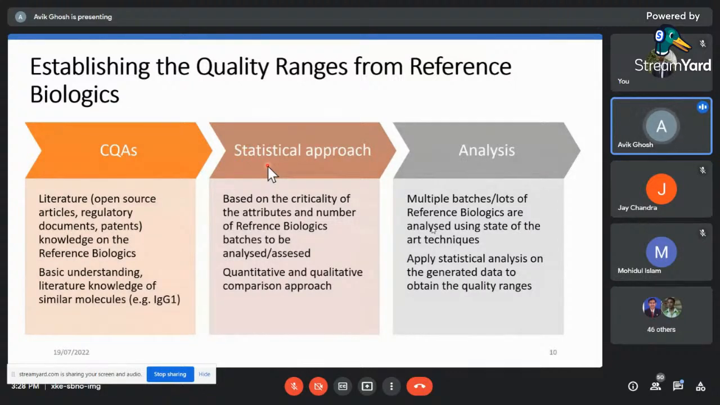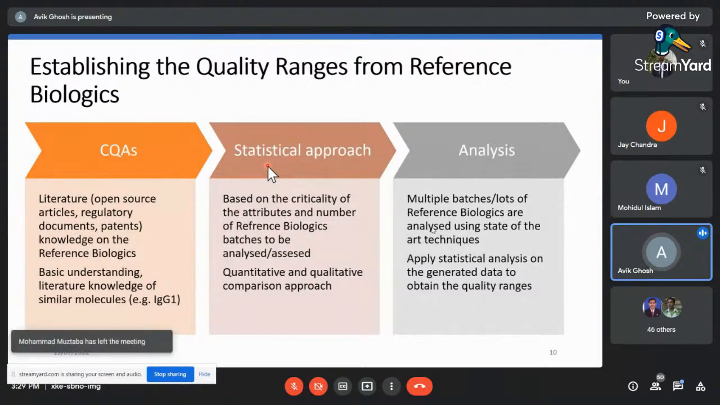And also for some quality attributes, there is no way you can have a quantitative approach. So a qualitative approach can be taken. For example, something like circular dichroism, CD. There is not much quantitative approach you can take. It's just two different profiles that you have to match. So these are the qualitative approaches.